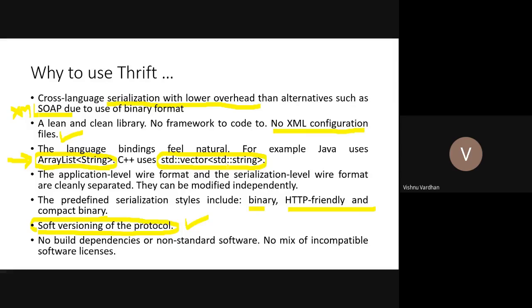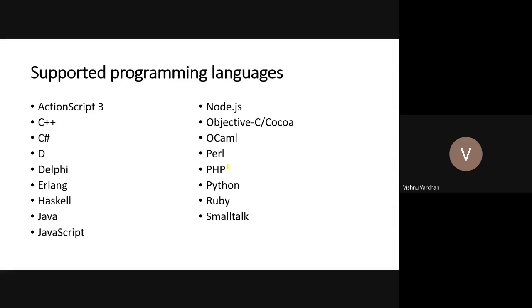So these are advantages of the Thrift. And what are the supported programming languages? As of now, they are supporting ActionScript, C++, C#, D, Delphi, Erlang, Haskell, Java, JavaScript, Node.js, Perl, Python, PHP, Ruby, Smalltalk, and nearly another 10 languages, which are mostly popular.